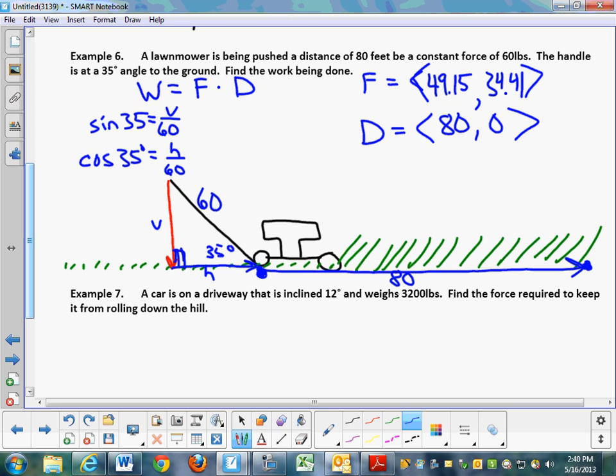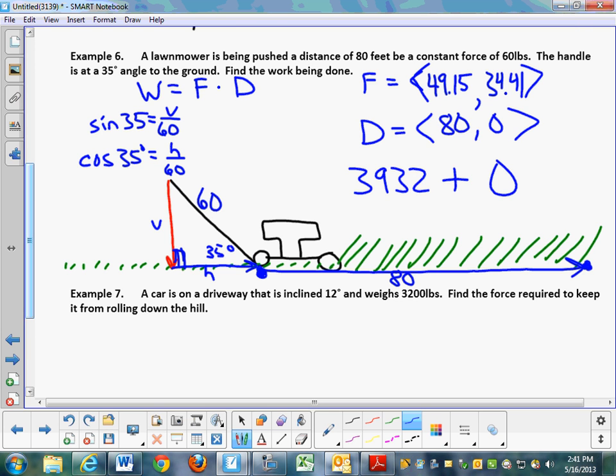Now in your study guide, you're actually going to push it up a ramp. Yep. That'll be more challenging. So, all right. What do you got? We got multiply this. So I got 49.15 times 80. Plus, what's 34.41 times 0?